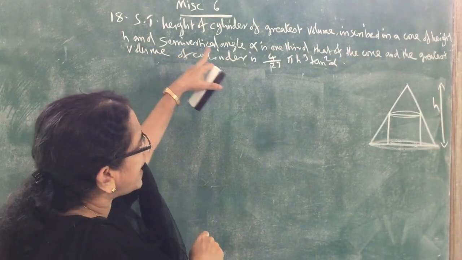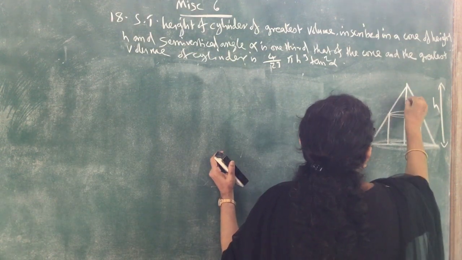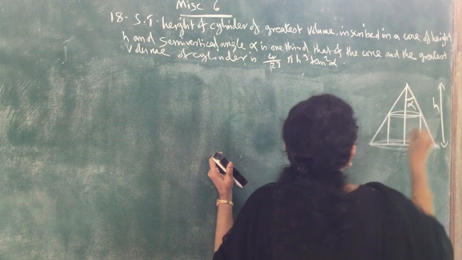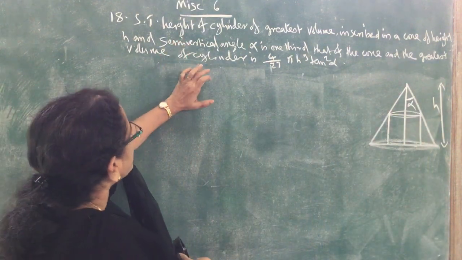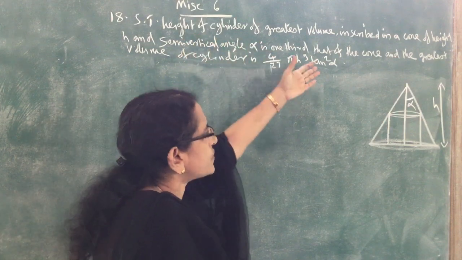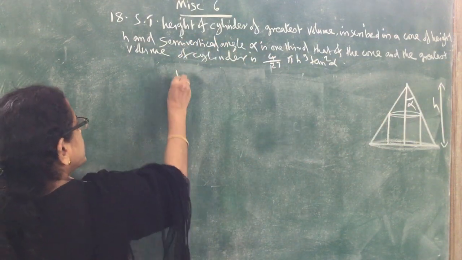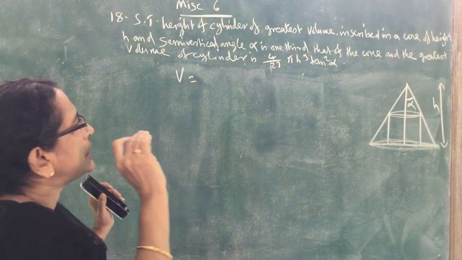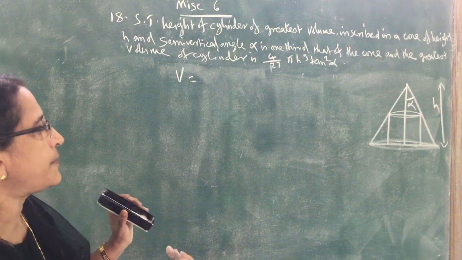And the semi-vertical angle is alpha. So we can draw and mark the semi-vertical angle as alpha. So alpha and h are constants. Now we have to prove the height of the cylinder of greatest volume. So the volume of the cylinder should be greatest, we want to find the maximum volume.